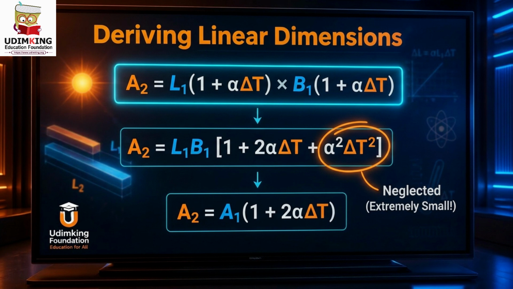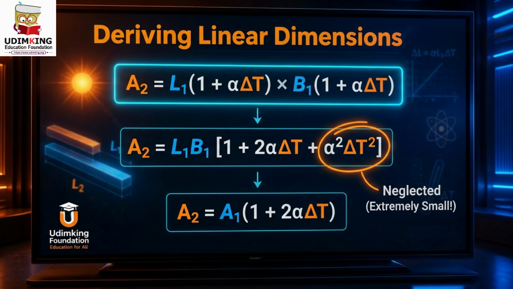Let's expand those brackets algebraically. We get A2 equals L1 B1 into the bracket 1 plus 2 alpha delta T plus alpha squared delta T squared. Now pause and look at that last term, alpha squared. In physics, linear expansivity, alpha, is already an incredibly tiny decimal, usually on the order of 10 to the power of -5. When you square a tiny decimal, it becomes so phenomenally microscopic that it becomes insignificant. Therefore, we can safely circle this term and neglect it from our equation.